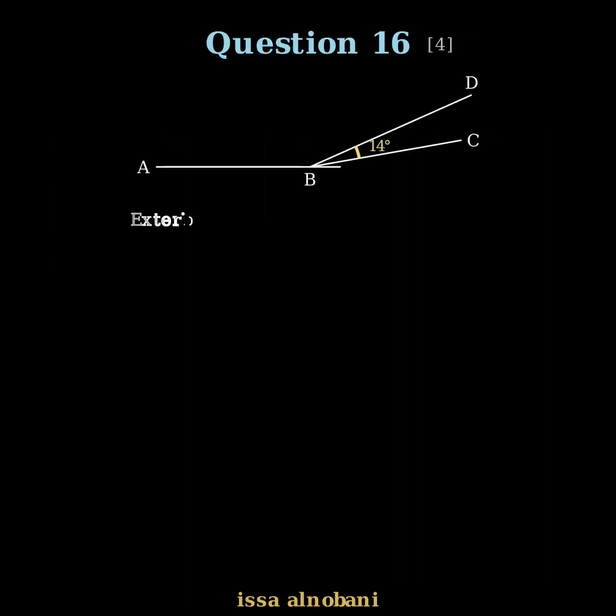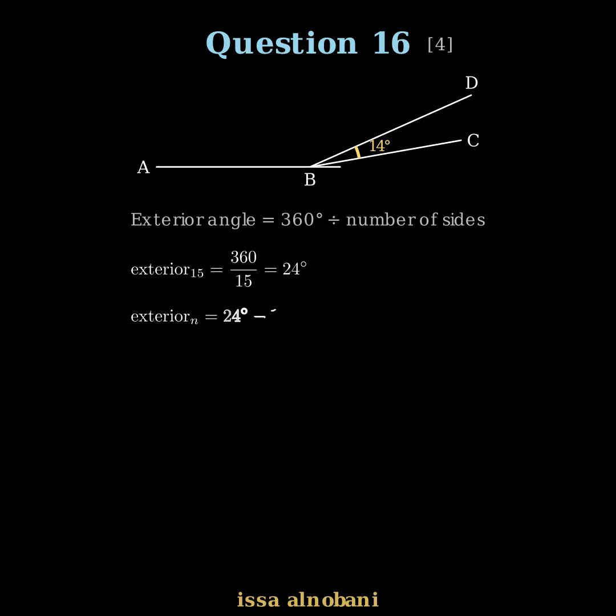Question 16. Remember that the exterior angle of a regular polygon is always 360 divided by the number of sides. The exterior angle of a regular 15-sided polygon is 360 over 15, which is 24 degrees. Subtracting the 14 degrees leaves 10 degrees for the exterior angle of the n-sided polygon. Since the exterior angle is 360 over n, we get 360 over n equals 10, so n equals 36.